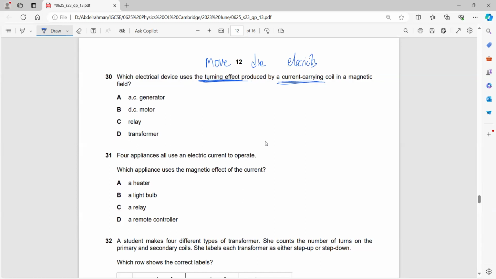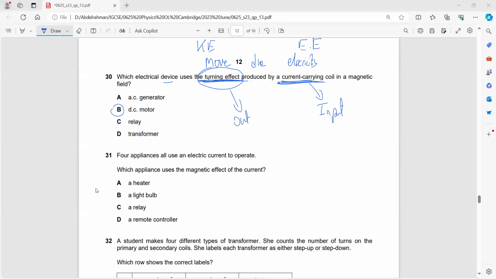What's the device that moves, that rotates, due to the current passing inside the wire? The output is kinetic energy and the input is electrical energy. Which of these devices has an input of electrical energy and an output of kinetic energy? It would be a DC motor.